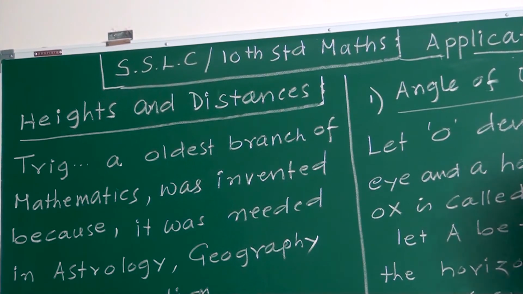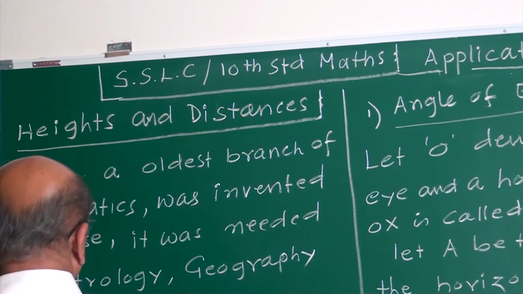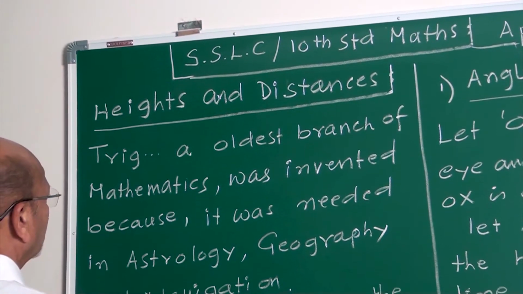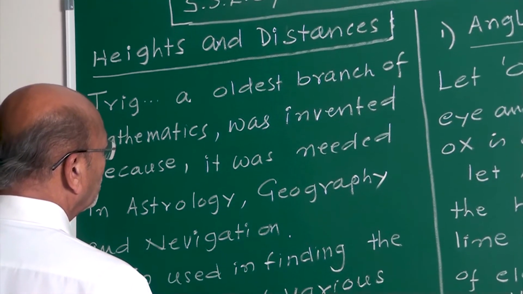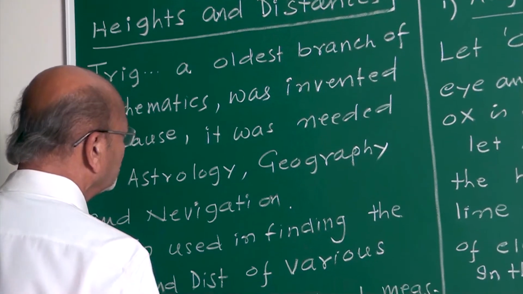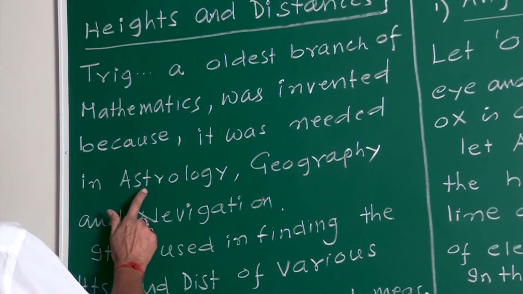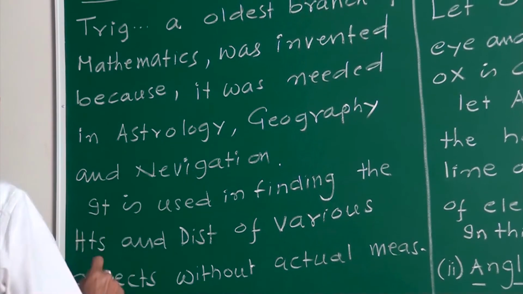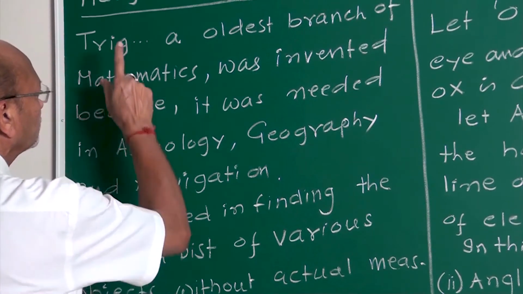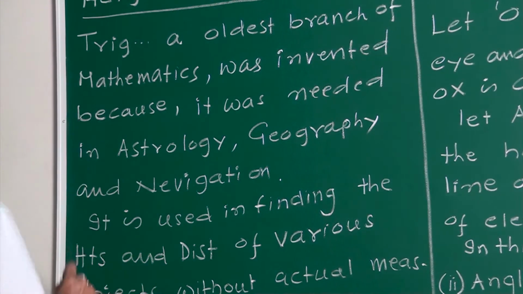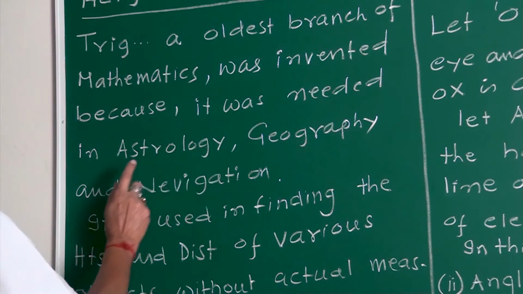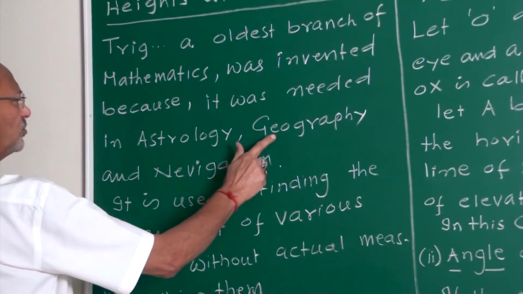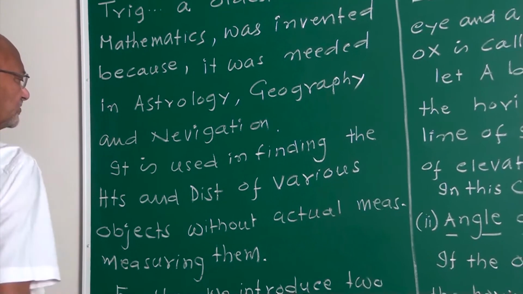As usual, 2 lines about this. Trigonometry is the oldest branch of mathematics. It was invented to fulfill the needs of astrologers, geographers and navigators, my friends.